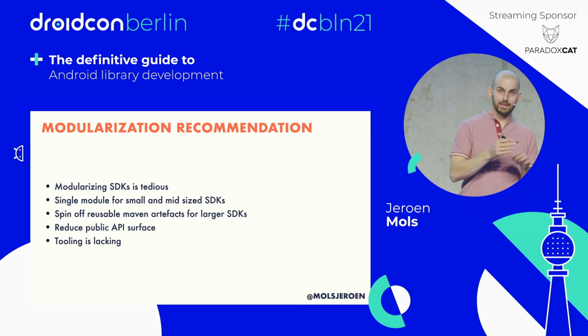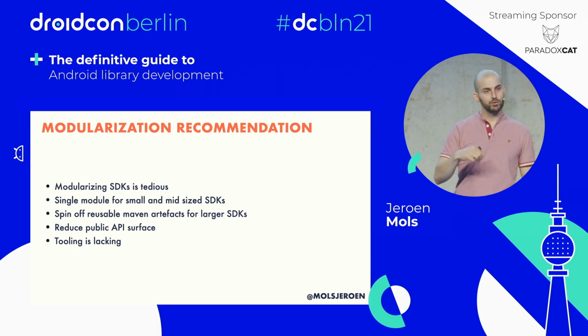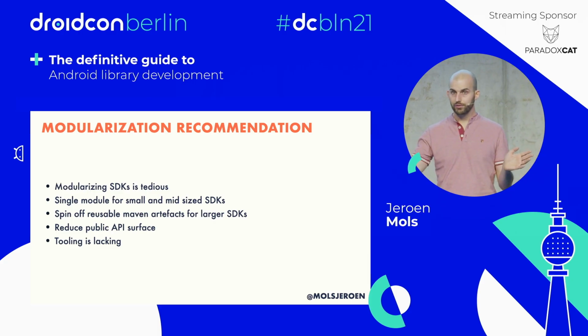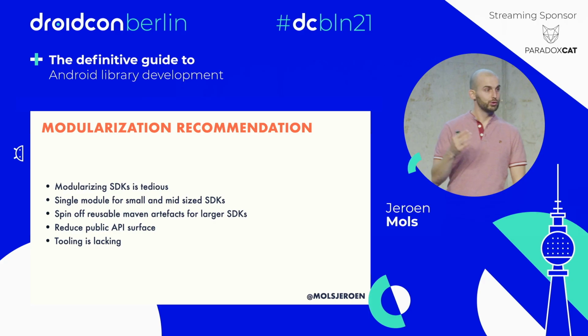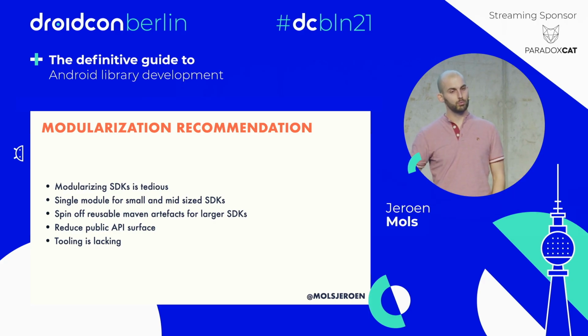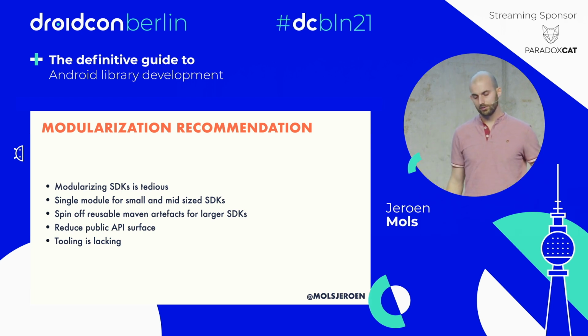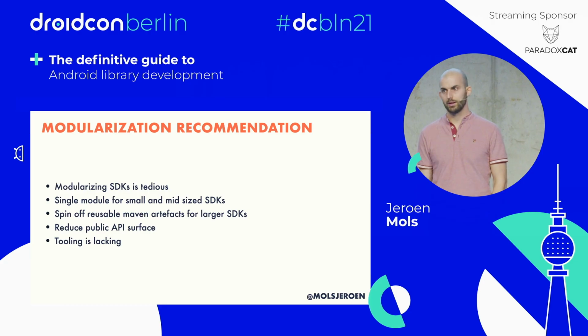So I would just say try to keep a single module, use a package name instead, and once your library or your SDK evolves, maybe at some point you do want to spin off something that's more useful, for instance your internal UI library, which you then also reuse in your app or something, so then it might make sense. But when you do, make sure to reduce the public interface and just know that tooling isn't going to work in your favor.